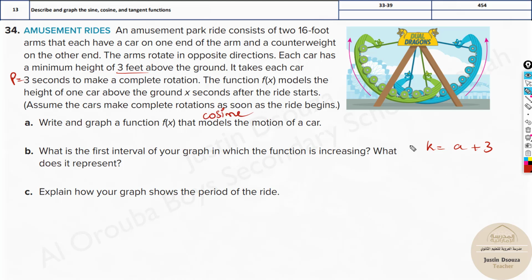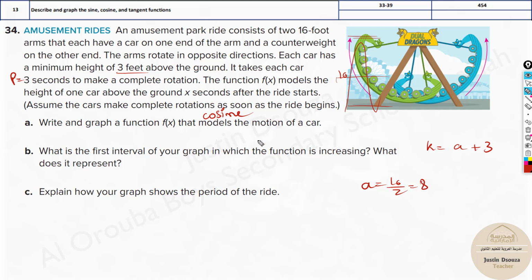Now, from so much information, we will start doing the problem. What about the amplitude? We know the total height is 16. Half of that will be 8. Amplitude is 16 divided by 2, that is 8.